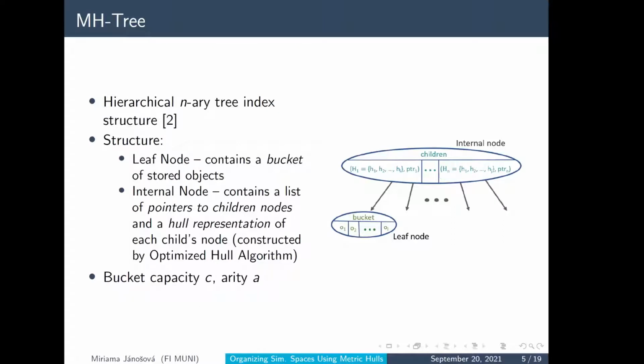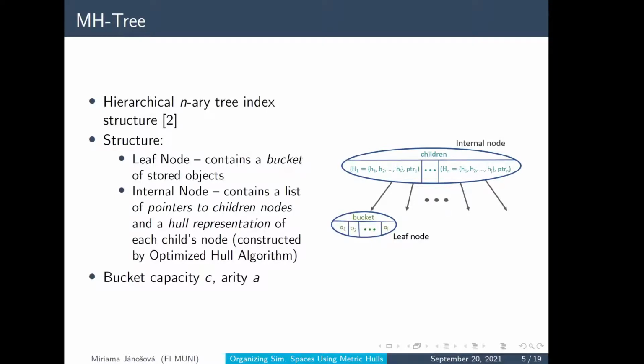In this paper, we proposed the MH3, which is a hierarchical n-ary tree index structure. As you can see in the illustration, the tree is composed of two types of nodes, specifically the leaf nodes and internal nodes. Objects are stored in buckets of leaf nodes. The internal nodes contain a list of pointers to child nodes together with their hull representations. In the following algorithms, we assume the bucket capacity to be C and the arity of the tree to be equal to A.